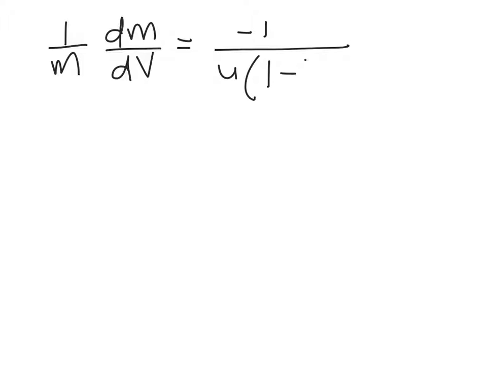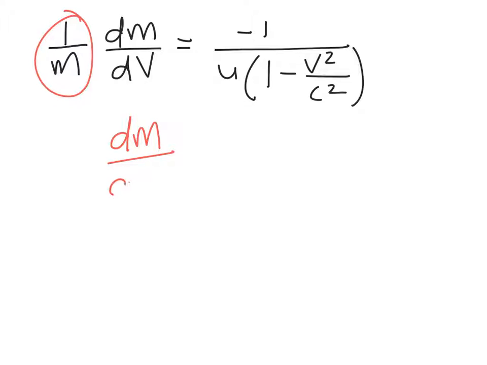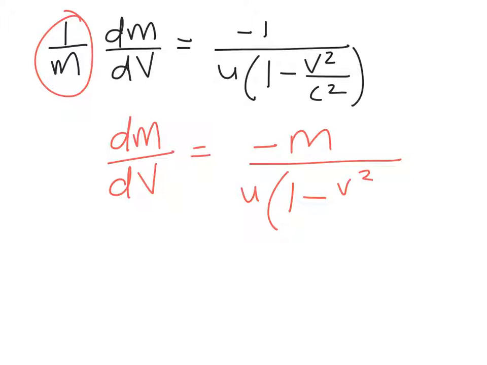So we've got to here: 1 over m times dm by dv is equal to negative 1 over u times that. You can just multiply both sides through by m. Finally we get dm by dv is equal to negative m over u times 1 minus v squared over c squared, as required.